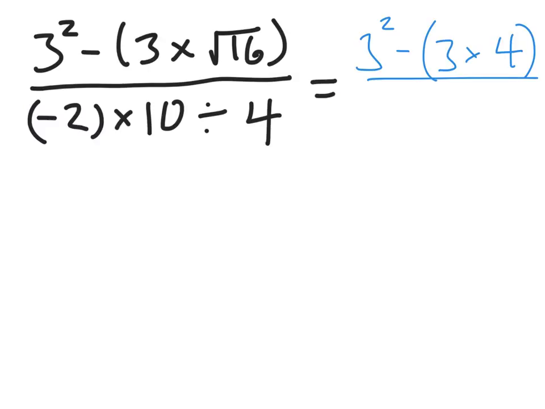On the bottom, we just have multiplication and division. Those happen at the same stage, but we're just going to do it left to right. So we'll do that multiplication. Negative 2 times 10 would be a negative 20, and then we're going to divide that by 4. Okay, so that's our first step.